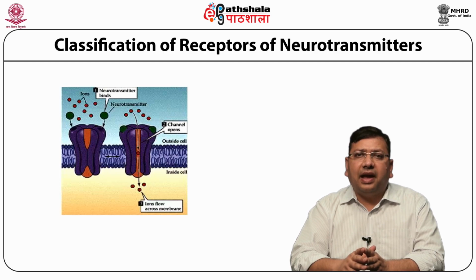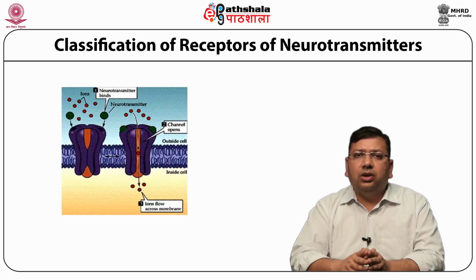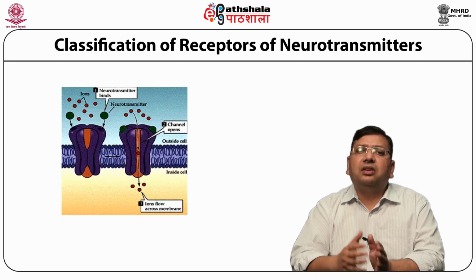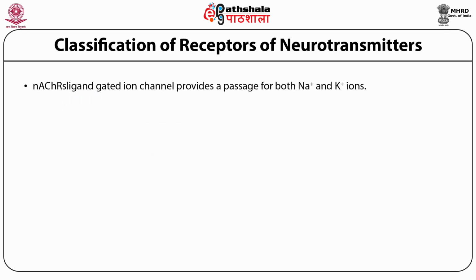Activation of ligand-gated ion channels through acetylcholine induces transport of ions through these channels. If you see in the figure, you will find that firstly the acetylcholine binds with the receptor, then number 2, there is the opening of the channel, and number 3 is the transport of ions into the cell. The nicotinic acetylcholine receptor is an example of a ligand-gated ion channel present in membranes of muscle cells. This channel provides a passage for both sodium as well as potassium ions.